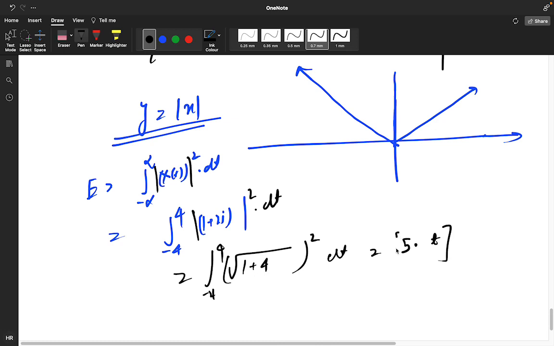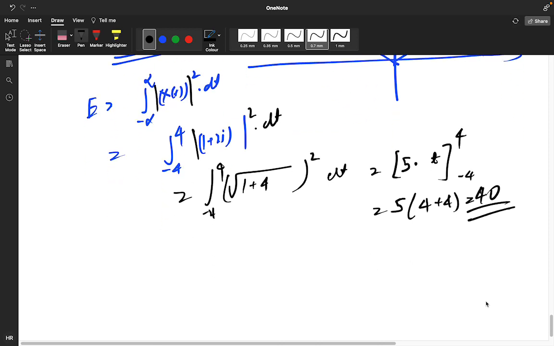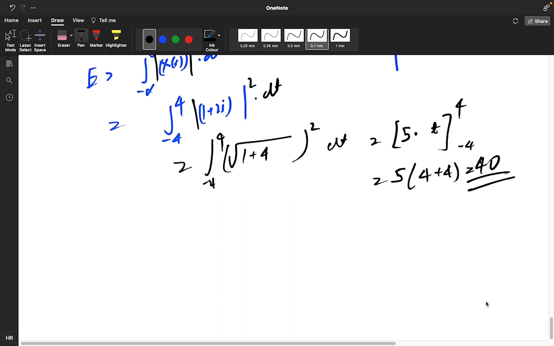What will you get? 5t from minus 4 to 4. So 5 into 4 plus 4 will come. How much value are you getting? 20. So energy will be, oh sorry, 5 into 8 is there, so 40 will come. Right. Guys, now you will understand what I was telling you.